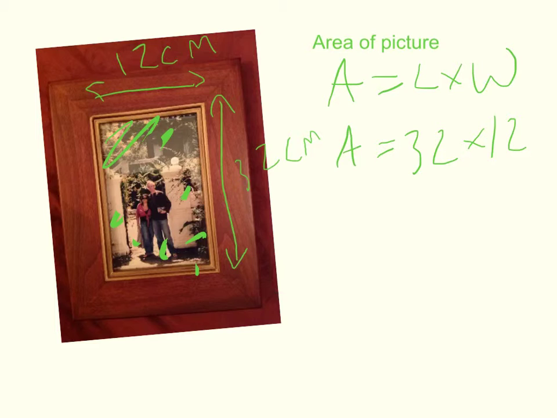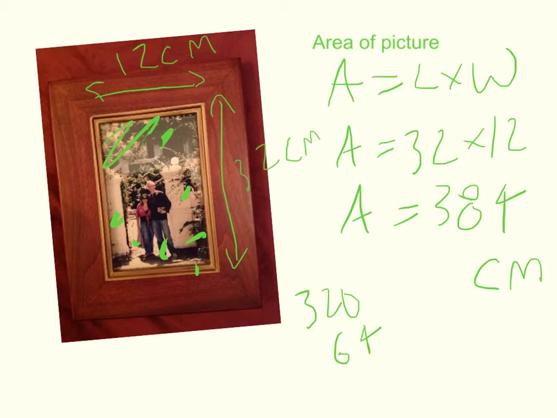It's a little challenging to do in my head, but I can do a little mental math. I know that 10 times 32 is 320, and then 2 times 32 is 64, so it looks like 384. So my area is 384 centimeters squared. This is just the area of the picture, and we are going to subtract this from that in the next slide.